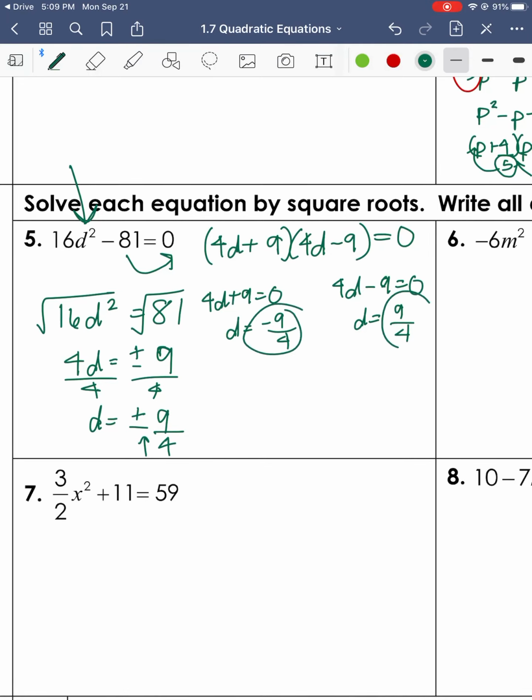Okay, so now we have the positive version and the negative version. So you'll get the same answer by factoring difference of squares, or you can just take the square root of both sides if you have perfect squares. So d is equal to, we'll just say plus or minus 9 over 4.